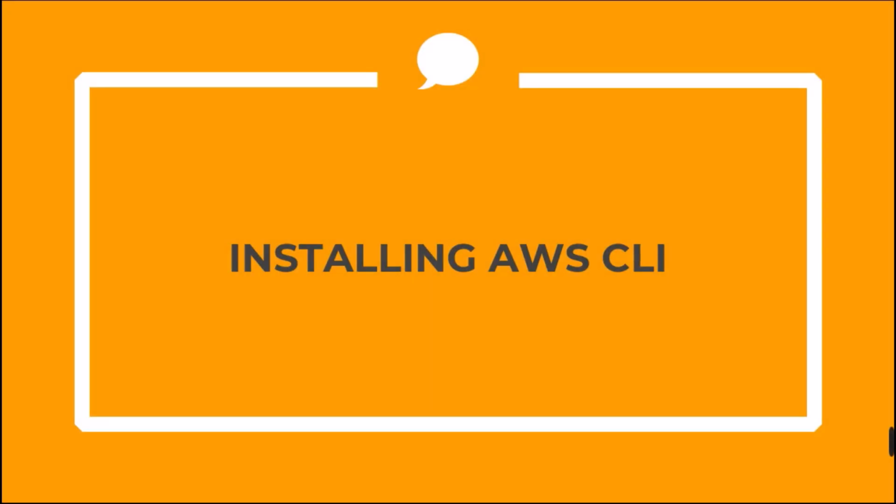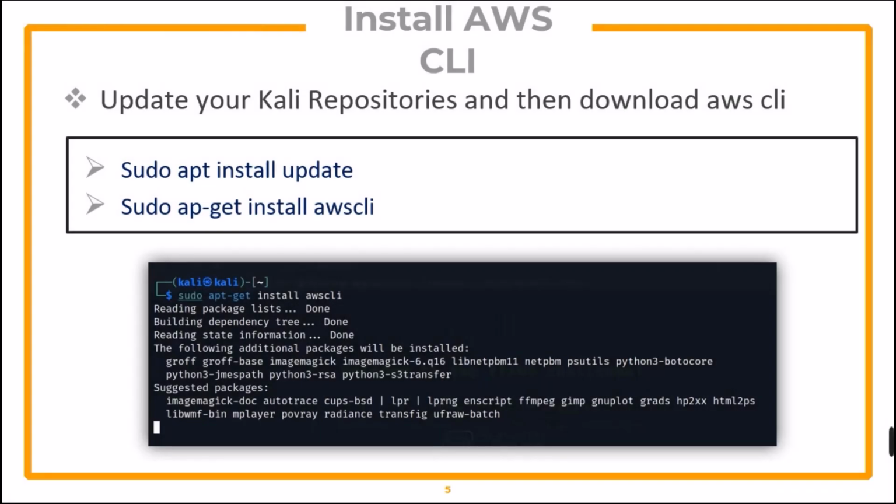The first task is installing AWS CLI on our Kali machine. So update your Kali repositories and then download AWS CLI. Use the commands as shown on the screen.